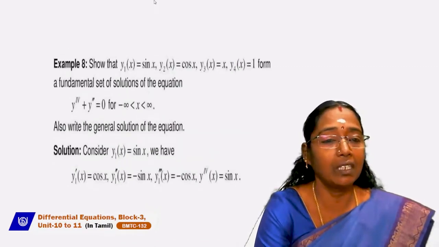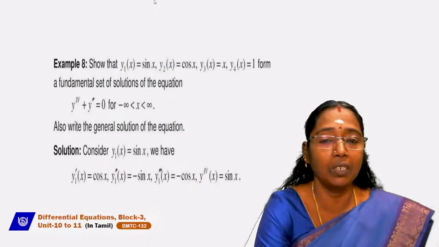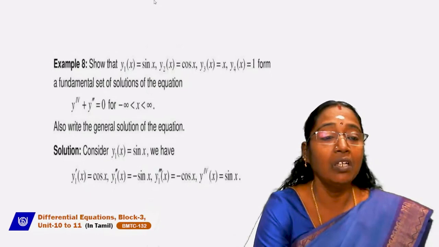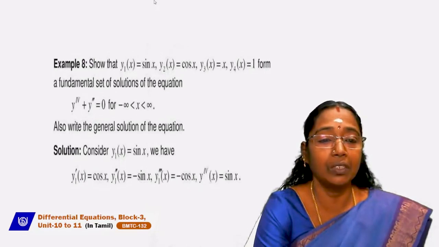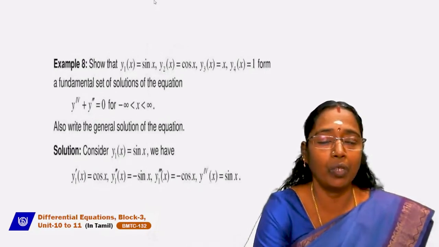Here comes another example: given the four functions y1, y2, y3, y4, they form a fundamental set of solutions of the equation y4 dash plus y double dash equal to 0. Also write a general solution of the given equation. So you have to substitute one by one.